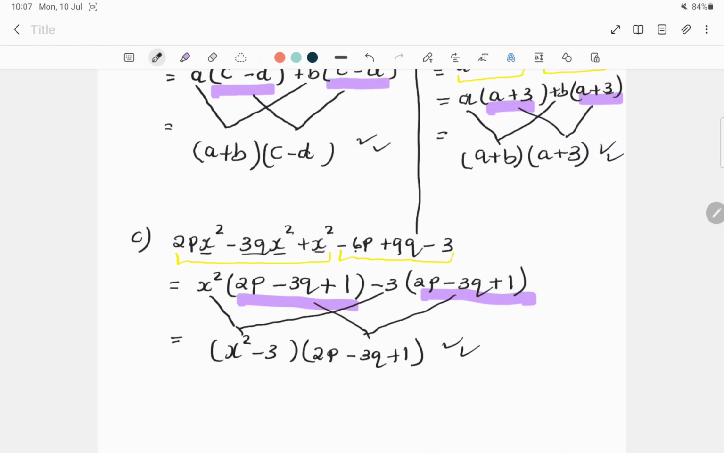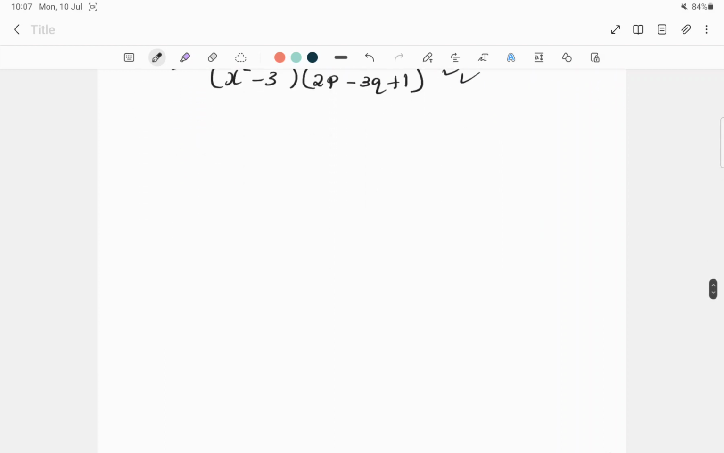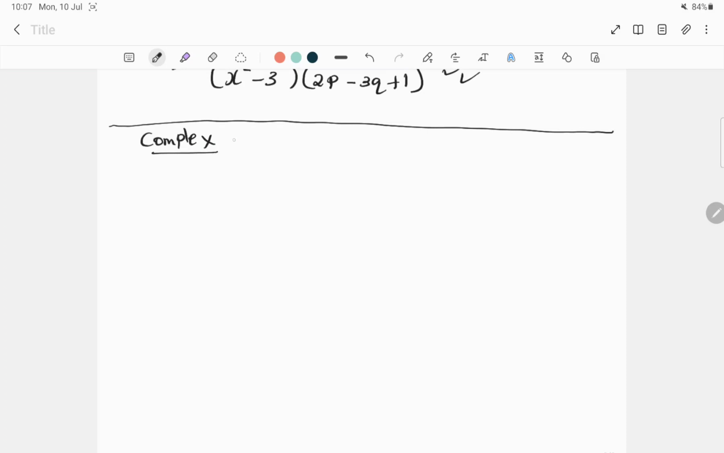So that's it. Then let me just discuss the disguised factorization. Complex ones, but they are not that complex. I call them disguised. So let's look at the first one.